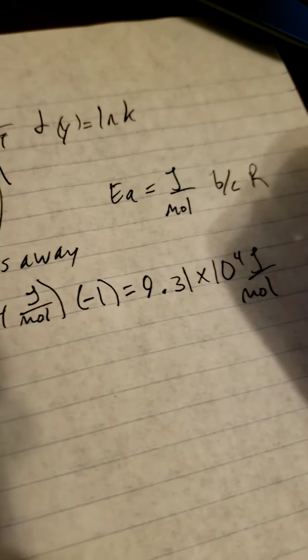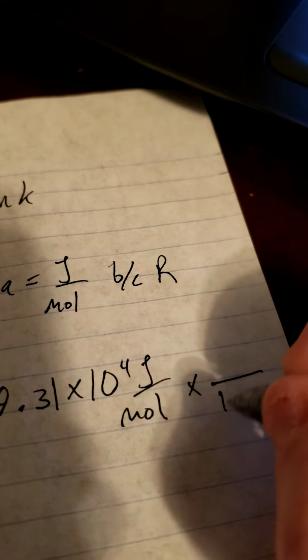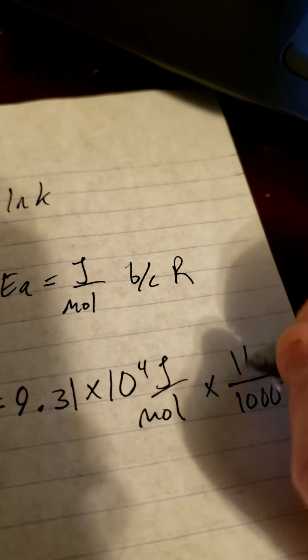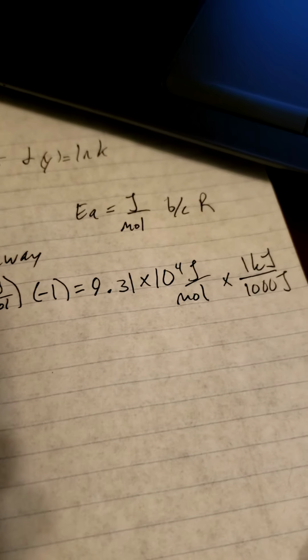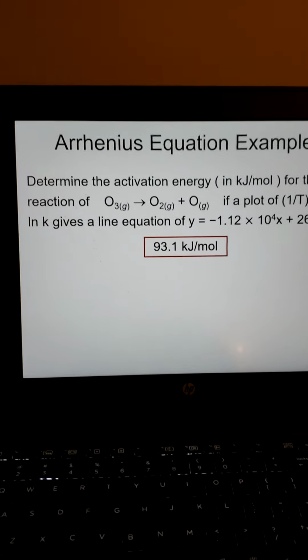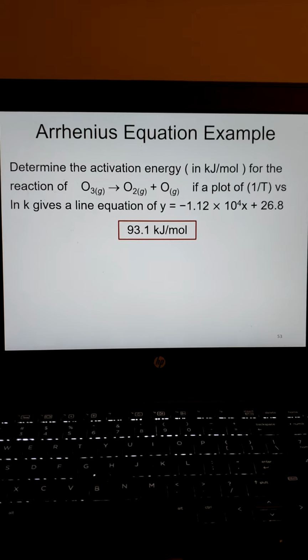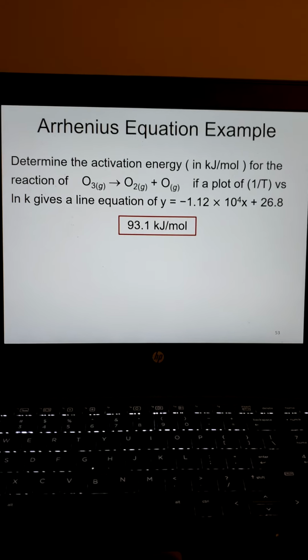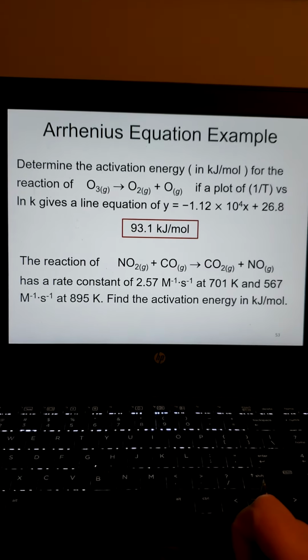But of course, we don't want joule per mole. We want kilojoule per mole. And if you remember, there are 1,000 joules in every 1 kilojoule. So if we divide by 1,000, this should end up being 93.1 kilojoules per mole. Okay, so the first one was a lot simpler than this second question. Let's look at the second one.